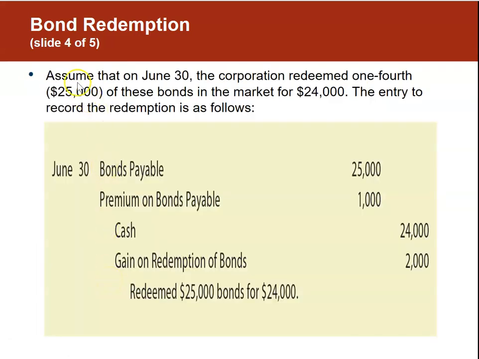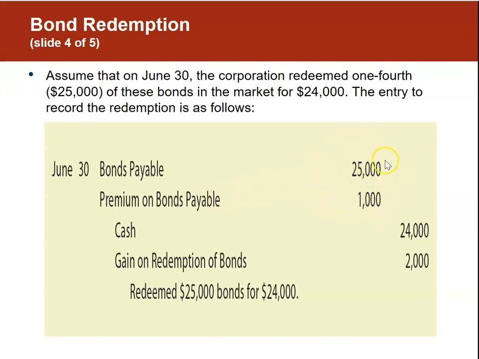Oh no, what are they doing to us? It says, assume that on June the 30th, the corporation redeemed 1/4 of these bonds with a face amount of $25,000. $25,000 is 1/4 of $100,000 of these bonds in the market for $24,000. Okay, good deal. The entry to record the redemption is as follows. Well, what liability did we get rid of? We got rid of a liability of $25,000 on the bonds because we redeemed 1/4 of them. And we also have to debit 1/4. Remember, it was a $4,000 premium, but we only redeemed 1/4. So we also have to debit premium on bonds payable.